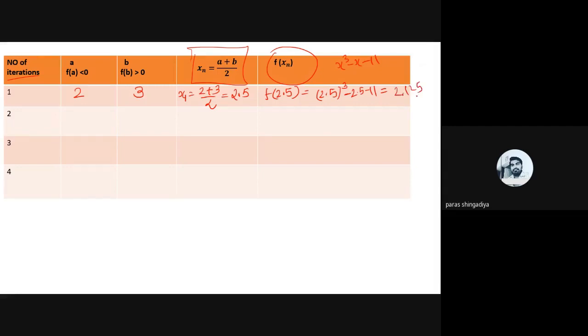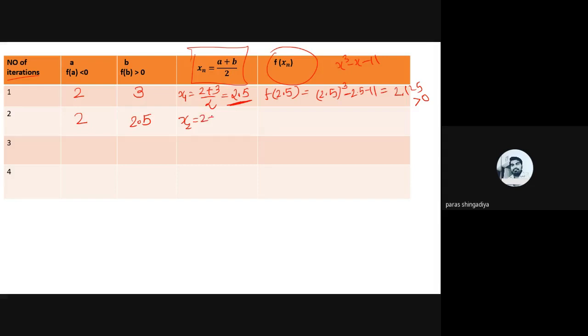So the function output at 2.5 is equal to 2.125. So what is the nature of this? It is positive. Clear? 2.125 is a positive answer. So in the second iteration, we'll modify our interval. How can we modify our interval? If it is a positive value, then replace this 2.5 with the positive point. So what is our positive point? b, because f of b is positive. So here 3 will be replaced by 2.5, and 2 will stay as it is. Clear? And again derive x2 by using the average of the new interval.